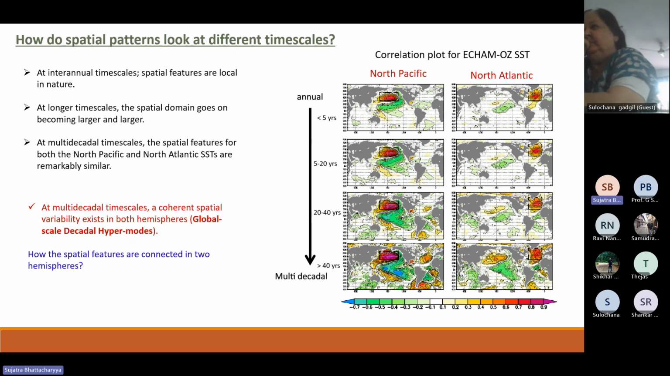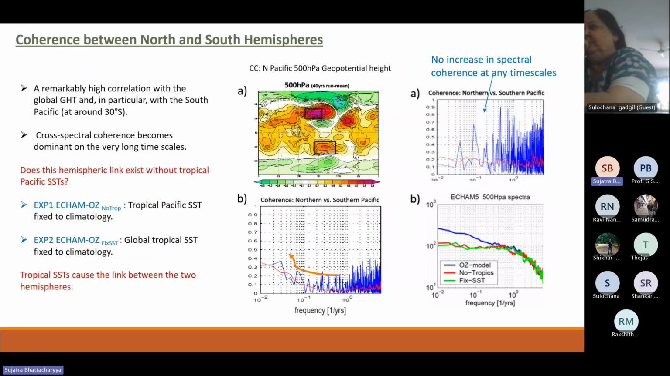They've also shown this for the 500 hectopascal geopotential height. So similar thing, they have just taken the 500 hectopascal geopotential height in this rectangular box in the Northern Pacific for the 40-year running case, and then they have correlated it with the global 500 hectopascal geopotential height. So in this case also you are seeing a global pattern, with high correlation which is global in nature. And you can see there is some sort of symmetry and spatial coherence in the Southern Pacific also at around 30 degrees south. Right? So that means that at these time scales, what is happening in the Northern Hemisphere is connected to what is happening in the Southern Hemisphere.